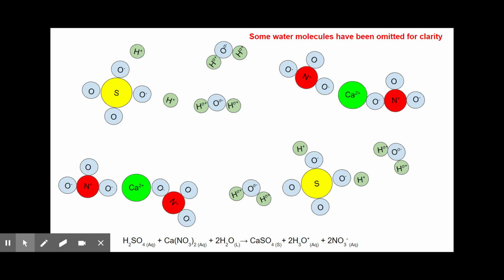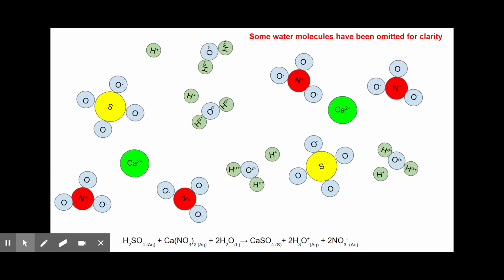The calcium cations will be attracted by strong forces of electrostatic attraction to the sulfate anions due to large differences in electronegativity, coming closer and closer together and forming an ionic bond.